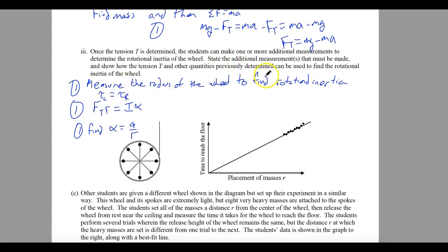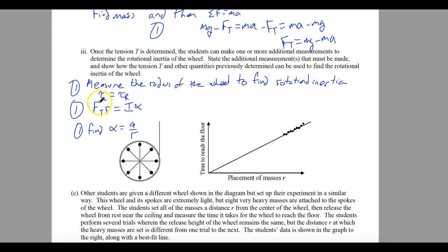Now we've got to measure the radius of the wheel. We had talked about that earlier, but you really want to put it down here. If you put it up top, you'd have to say, again, according to the first instructions, you would definitely need to find the radius of the wheel.